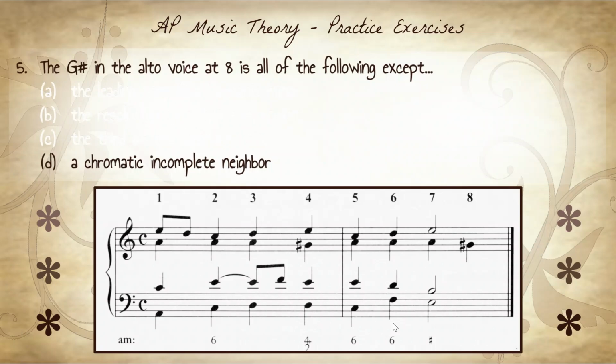Correct is D. The G sharp is the raised 7th scale degree leading tone in A minor and the third of the dominant chord, E, G sharp, B, and is the third above the bass in the 4-3 suspension, but it is not a non-chord tone of any kind.